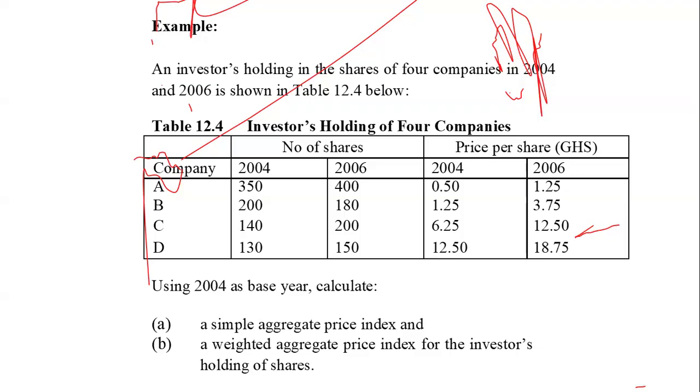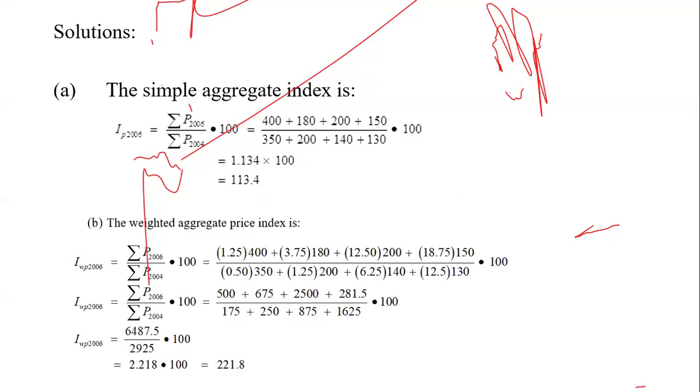And anywhere you see weighted, it means you have to multiply something by something and find a sum. For simple, you just go straightforward like that. We are not multiplying anything, we are just adding. Then for the weighted, you see something times something, plus something times something, like that. So anytime you hear weighted, it means you are going to multiply something by something and sum it.